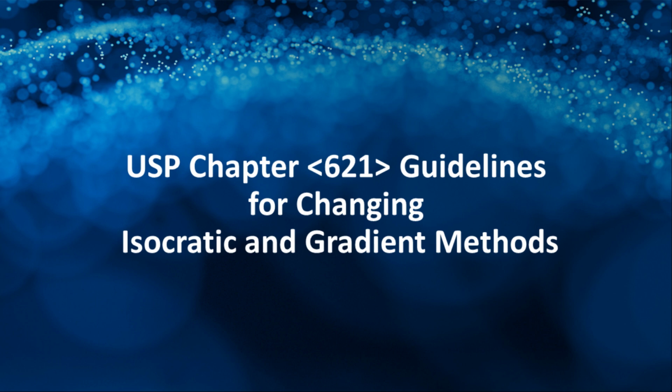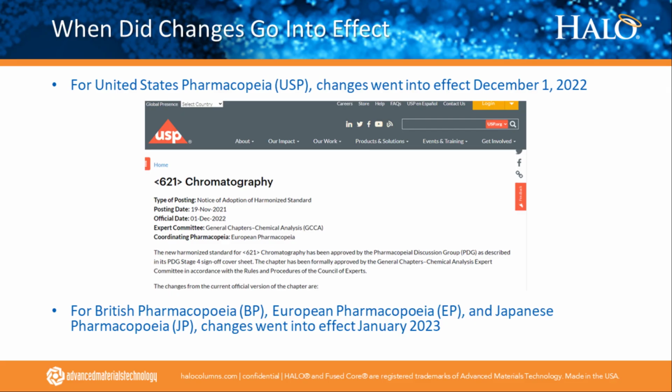So now I'd like to discuss the USP Chapter 621 guidelines for changing isocratic and gradient methods. And I know that the guidance for isocratic methods has been in place since 2014. So we've been waiting a while for gradient methods to be able to be changed similar to the isocratic methods.